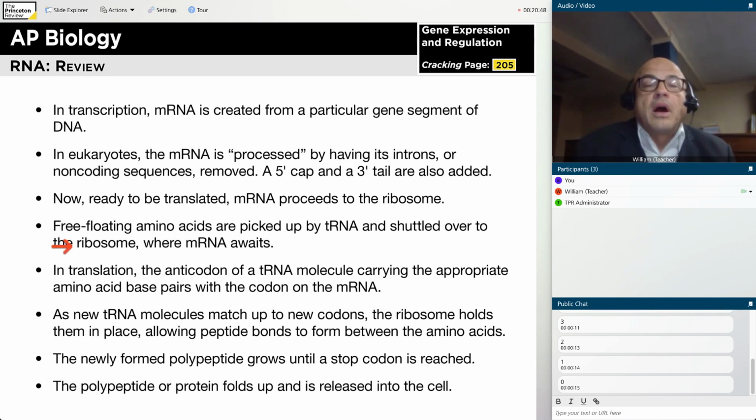Anything that's free-floating amino acids sitting around is going to be picked up by your transfer RNA, should say, and then shuttled over. And the mRNA is sitting there waiting. Then you translate, use the anticodon of the tRNA, and carry the appropriate amino acid. As you match things up, the ribosome holds things in place and then allows the peptide bonds to form, because you've got to have stability, and then continue on with the stop codon, and you're all good to go in terms of that.